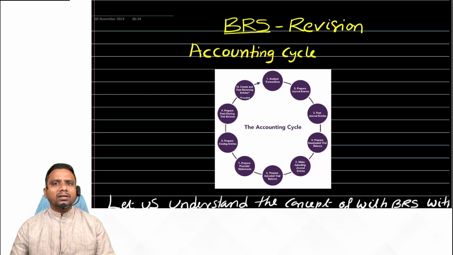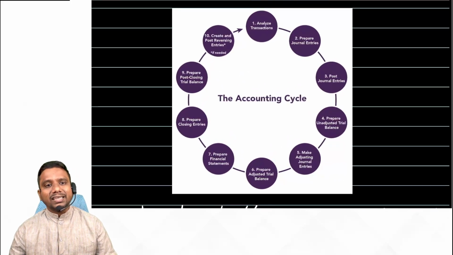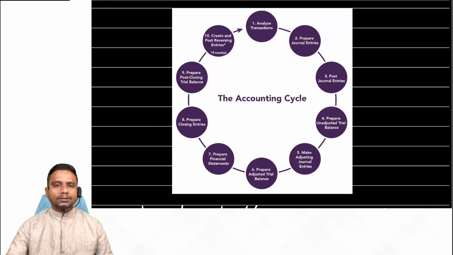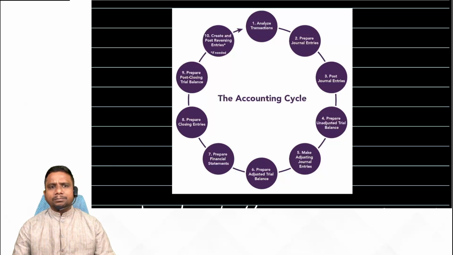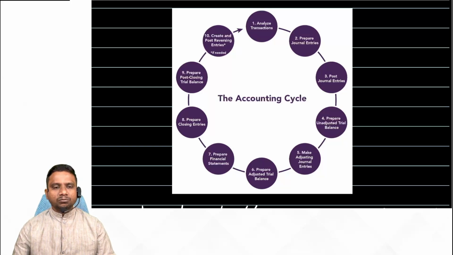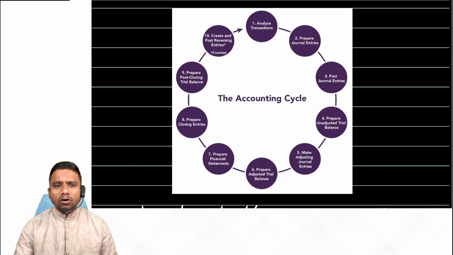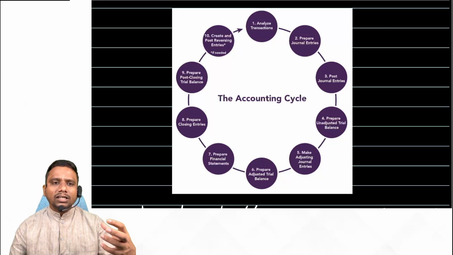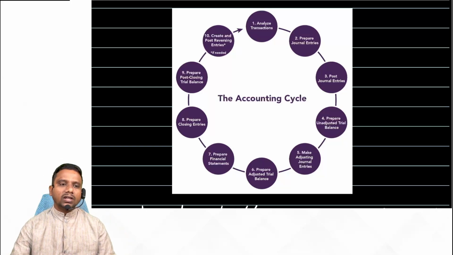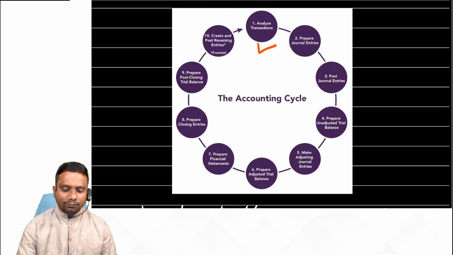Before discussing bank reconciliation statement, let us discuss the accounting cycle once. This concept you know very well. See, the accounting cycle is a sequence of steps to prepare the financial statements of the business to know the profit or loss and financial position of the business. Now, what is the first step involved in the accounting process? We should identify the transactions and events and analyze them. That is the first step. Yes or no, students?